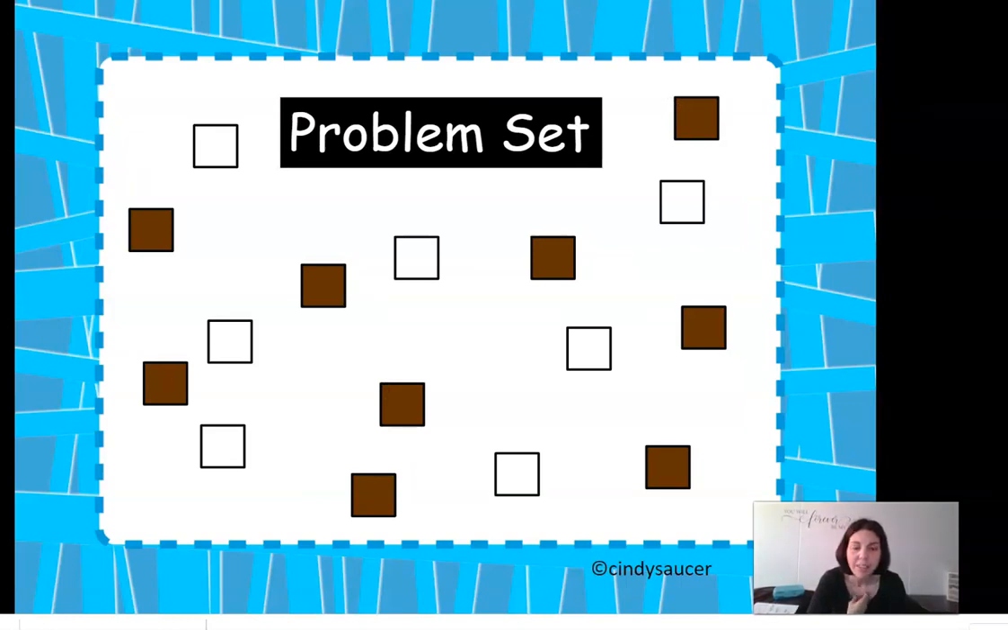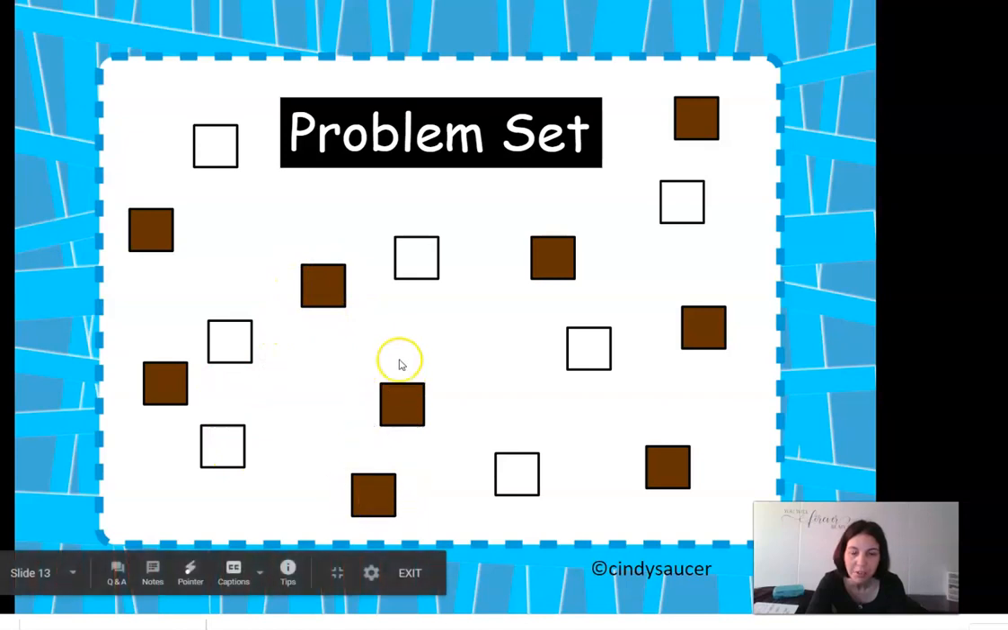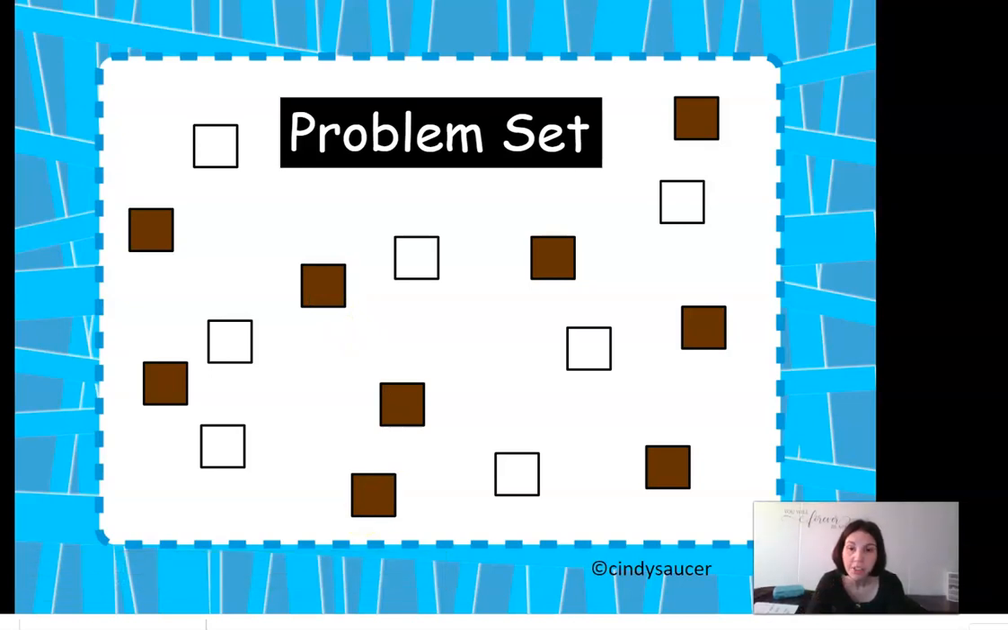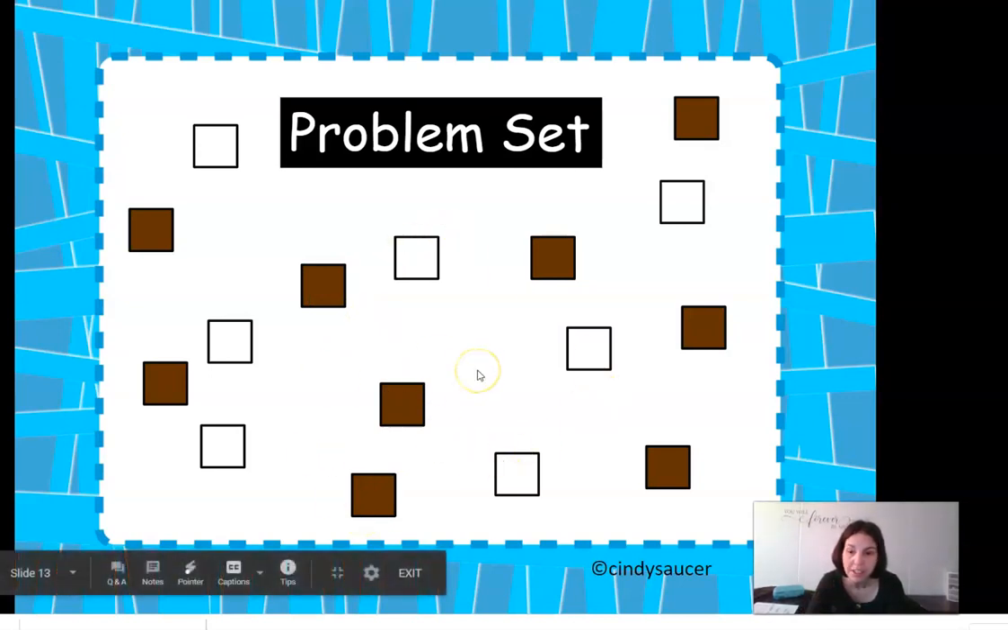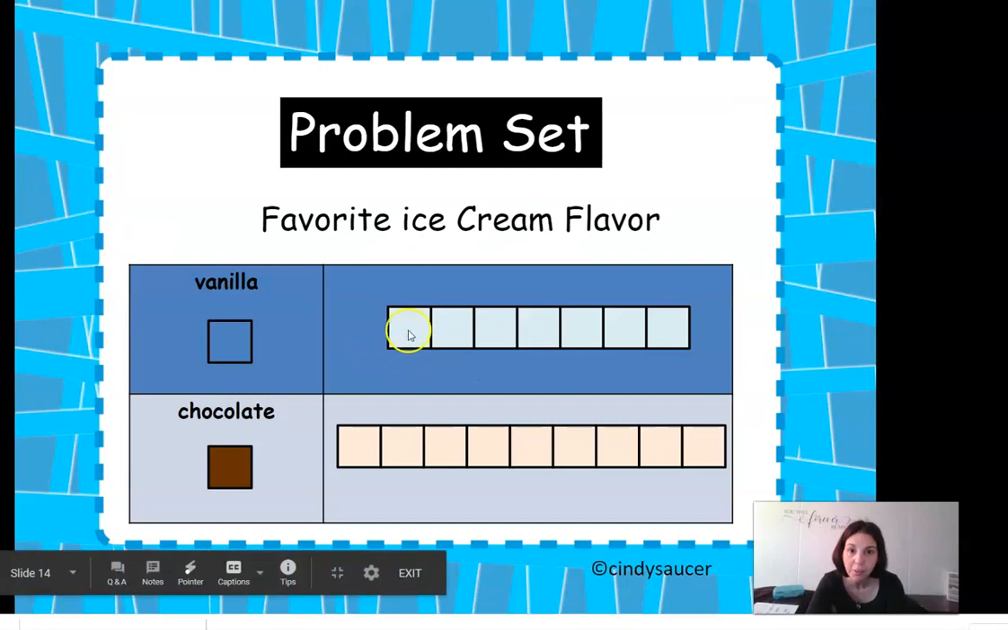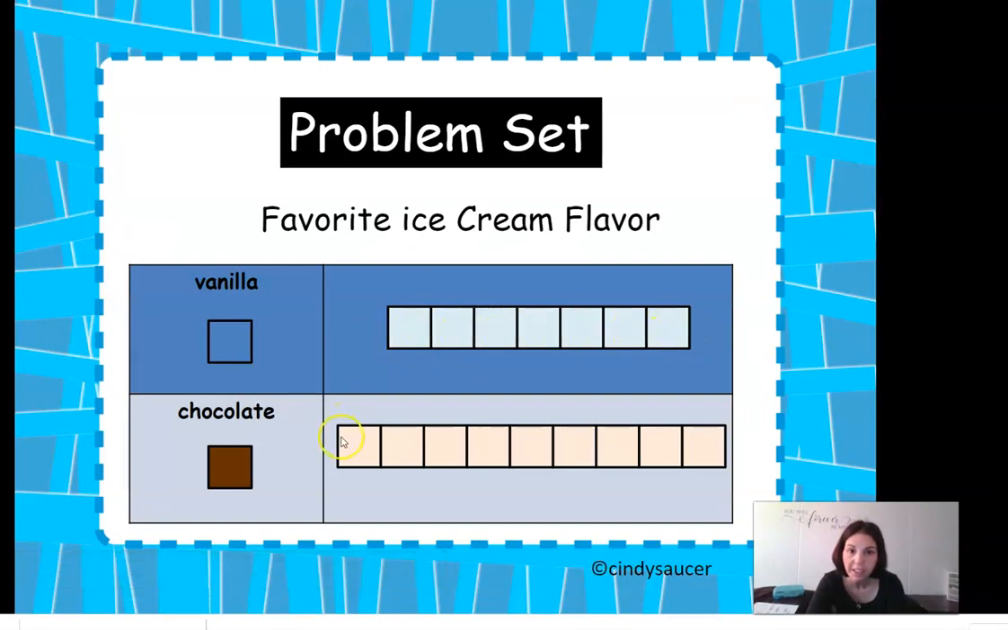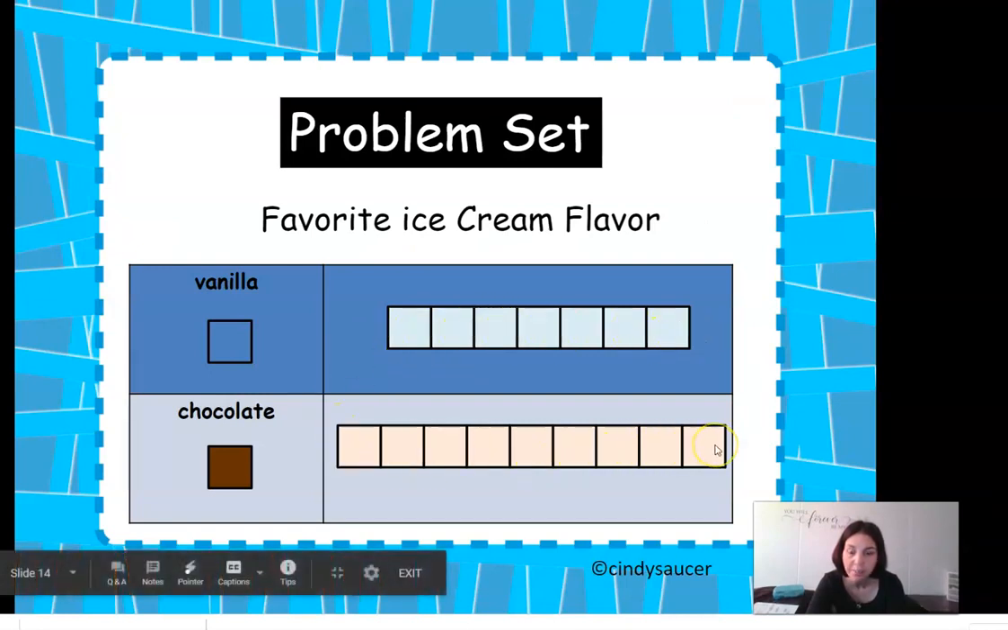All right, look at this. A class was asked what their favorite ice cream was, vanilla or chocolate. And this is the information that they got. All of the white ones represent vanilla, and the brown ones represent chocolate. Then their teacher said, come and put it up on the chart. So they brought all these little squares and they put them in a row here for vanilla and for chocolate.